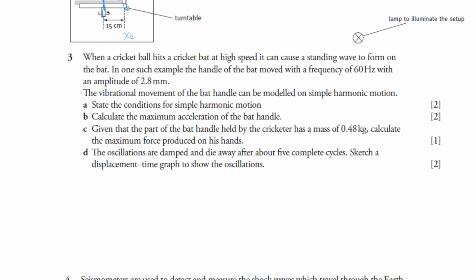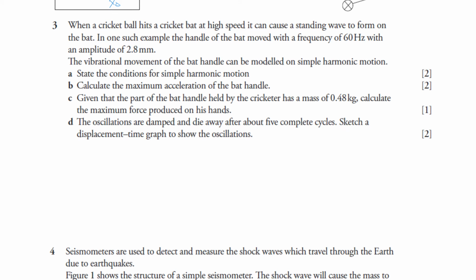Let's go to number 3. Number 3 is that when a cricket ball hits a cricket bat at a high speed, it can cause a standing wave to form on the bat. In one such example, the handle of the bat moves with a frequency F, which is given, with an amplitude of 2.8 millimeters. So this is 2.8, this is your X sub O or amplitude, times 10 to the minus 3 meters.